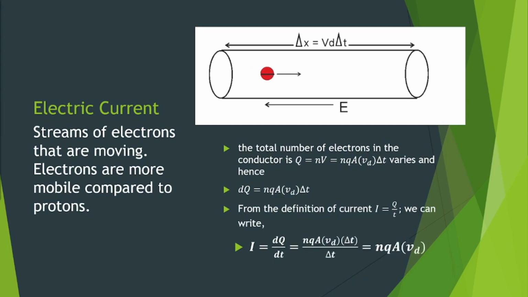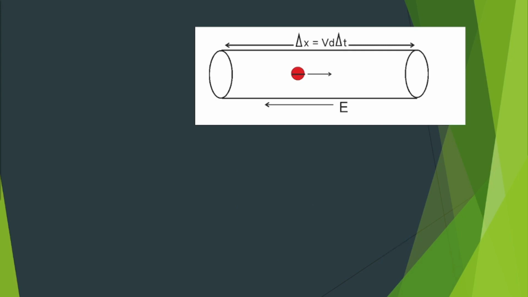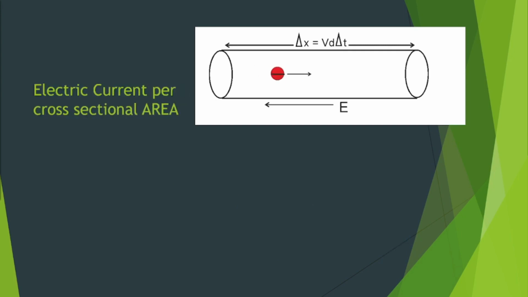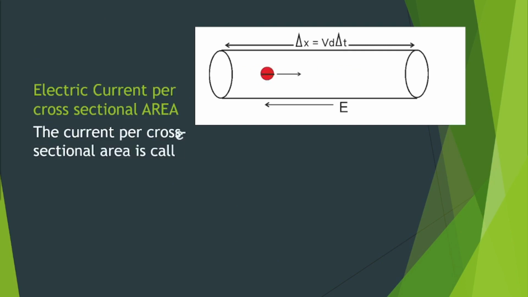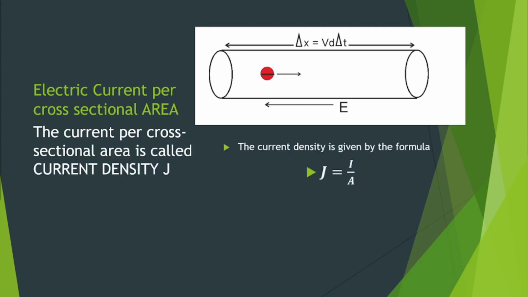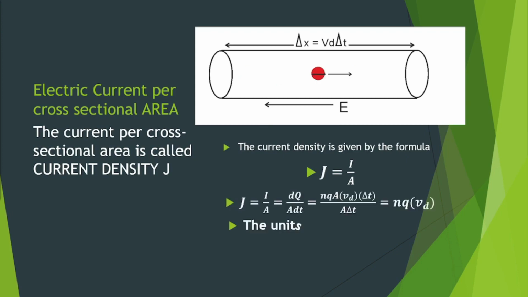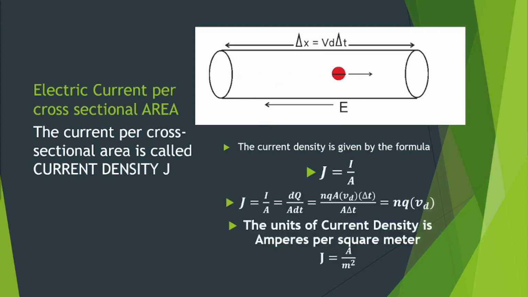We can try to find the electric current per cross-sectional area. The current per cross-sectional area is called current density J. It has a formula, current density J is equal to I over A. We will see that current density J is equal to N times Q times the drift velocity V sub D. The units for the current density J is amperes per square meter.